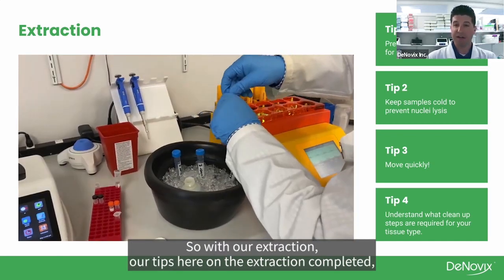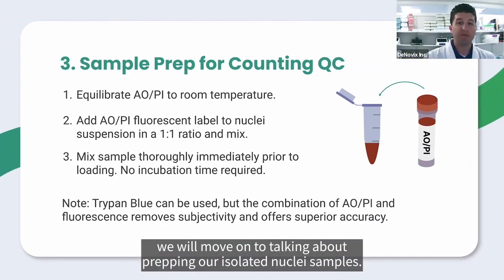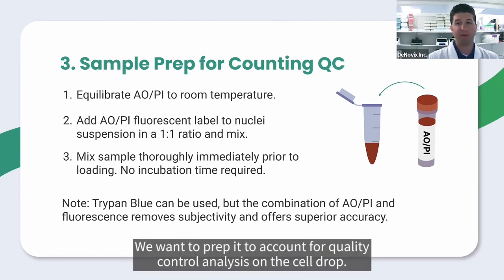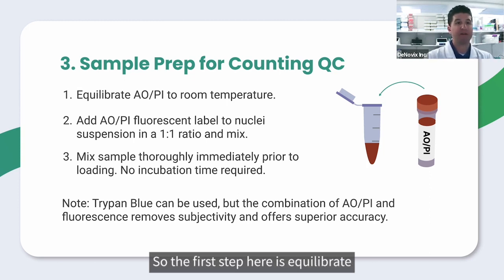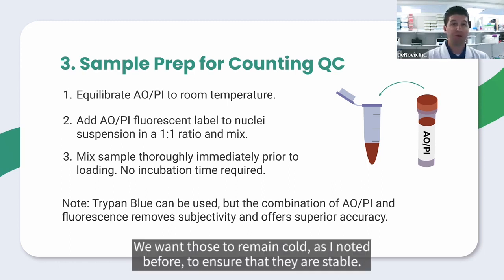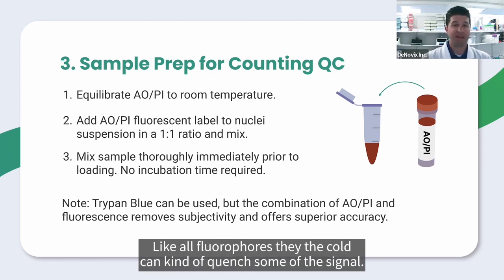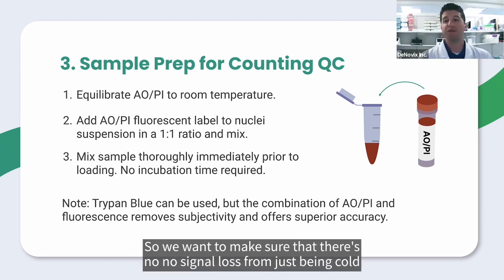So with our tips on the extraction completed, we will move on to talking about prepping our isolated nuclei sample. We now have our suspension of nuclei. We want to prep it to count for quality control analysis on the Celldrop. The first step here is equilibrating your AOPI to room temperature. Definitely keep the nuclei suspension on ice. We want those to remain cold, as I noted before, to ensure that they are stable. But the AOPI will perform better when it's warm to room temperature. Like all fluorophores, the cold can quench some of the signal, so we want to make sure that there's no signal loss from just being cold.